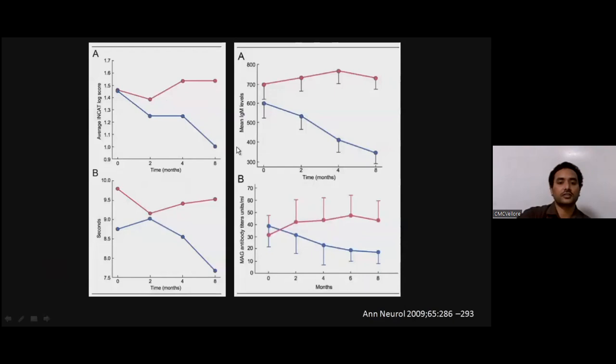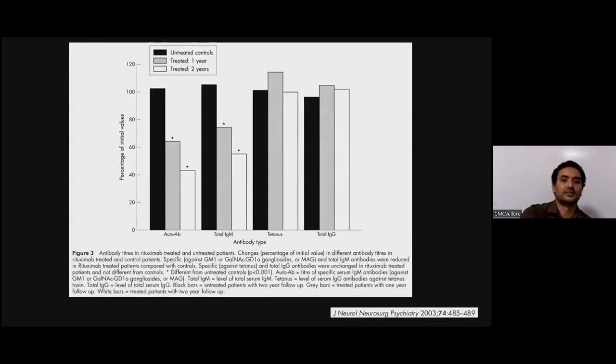The right side top diagram is the mean IgM levels, and below is the anti-MAG antibody titers. The mean IgM levels are coming down with the use of rituximab, and the IgM anti-MAG antibody titers are also coming down. So this is an RCT. It's significant, but still not FDA approved. Yeah, it's showing promising results.